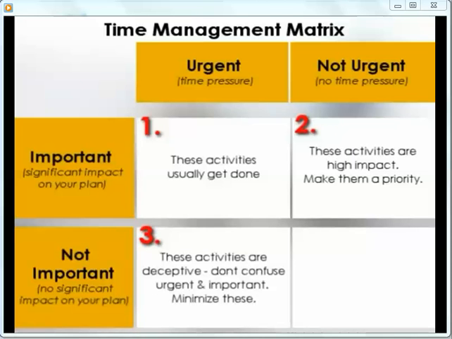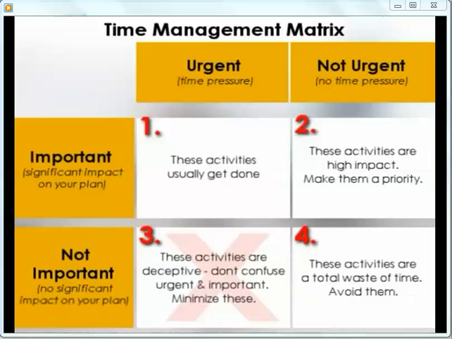Quadrant 3 is not important, but implies time pressure. There's urgency, and it's deceptive. It may feel like it's important, but it's just urgent. Many emails, phone calls, and meetings are not important. They don't contribute to your vision, mission, values, objectives, strategies, and high priority goals.